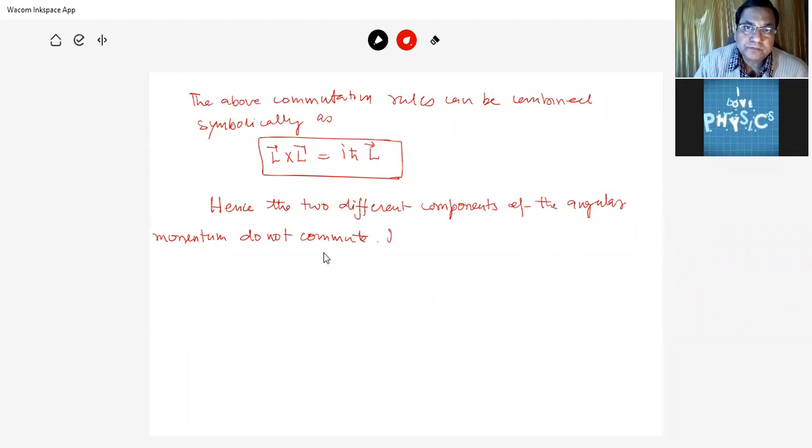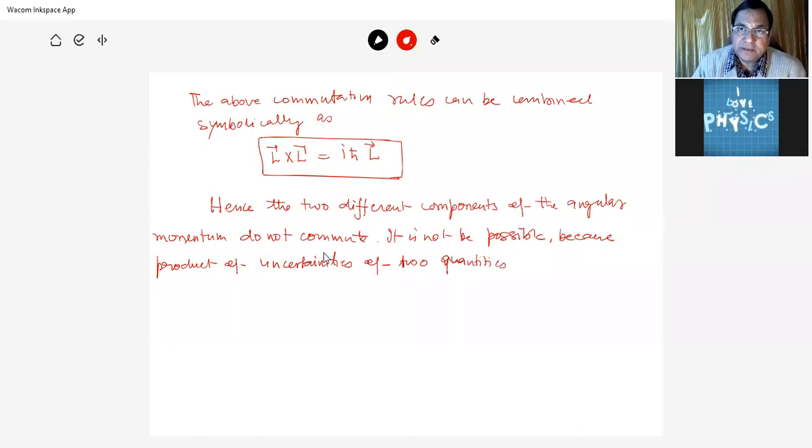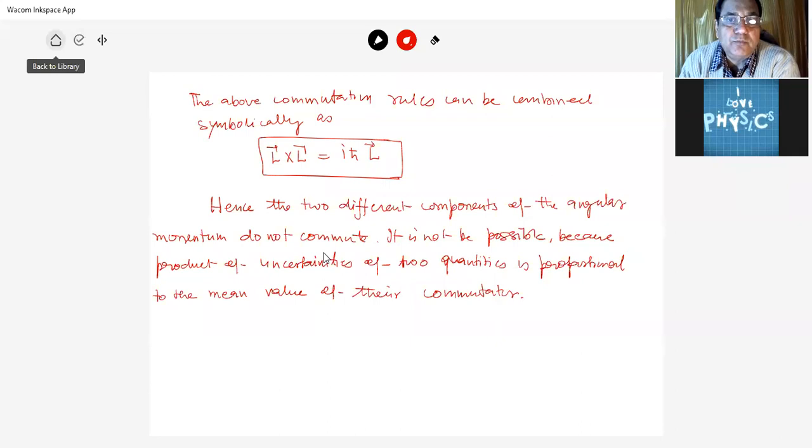So it is not possible to measure them simultaneously, because the product of uncertainties of two quantities is proportional to the mean value of their commutator. And this is about your angular momentum case.